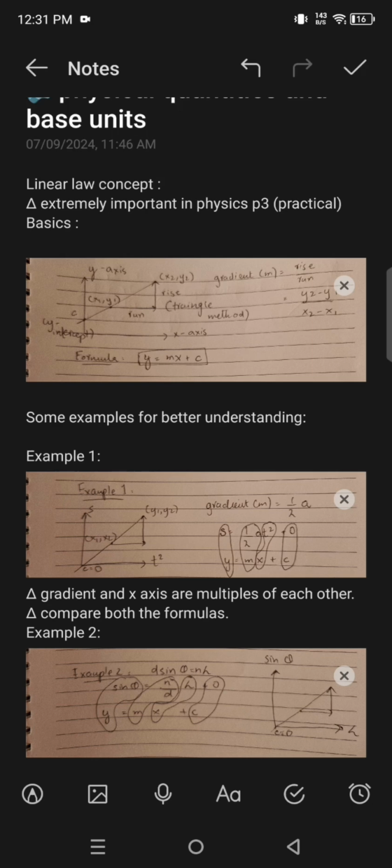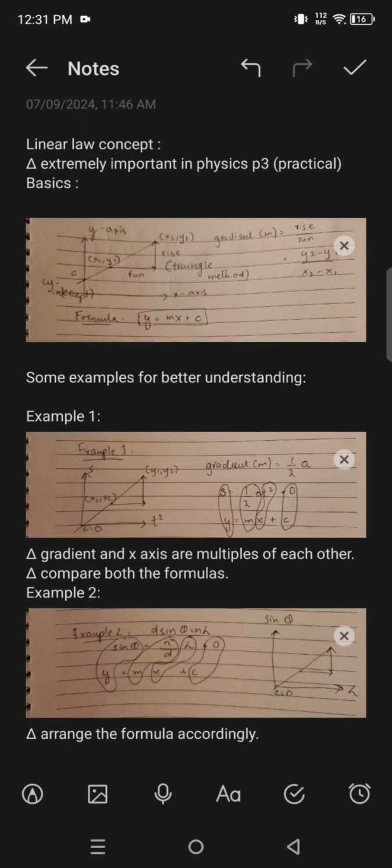Example number 2 says now we have to arrange the formulas accordingly, right? As you can see, it was d sine theta is equal to n lambda. This is a formula you will be applying in your waves and superposition chapter. Now I can see that sine theta is y and lambda is x. I'm going to arrange the formula. Now d I've shifted to the other side, so it is dividing by n over d lambda. Sine theta is my y, m is my n over d, x is my lambda, c is 0.